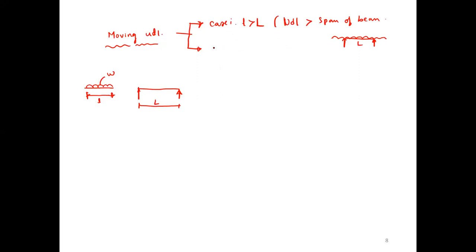The next condition is case 2: small l is less than capital L, meaning the UDL length is less than the span of the beam. Generally, you may get it like this. These two kinds of problems, or concept-oriented questions, you may expect in your MCQ. So first we will move on to the first case, where the length of the UDL is greater than the span.